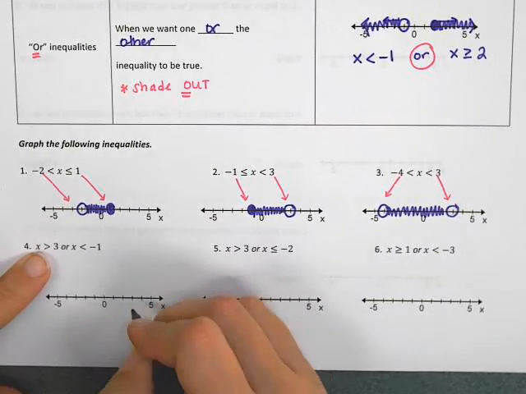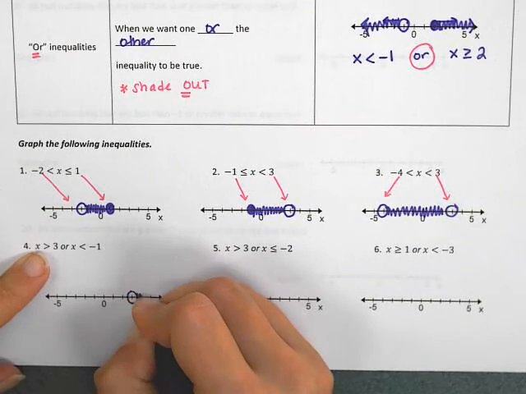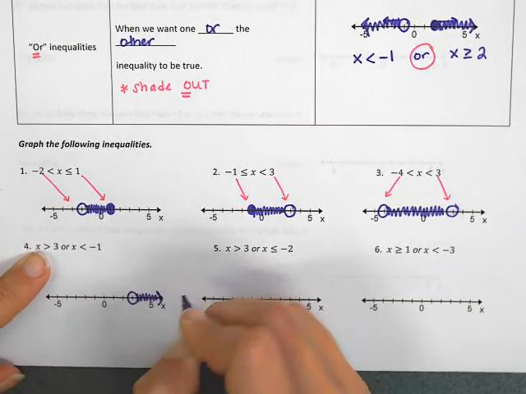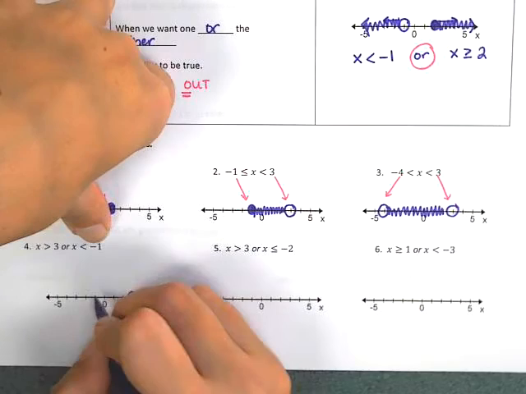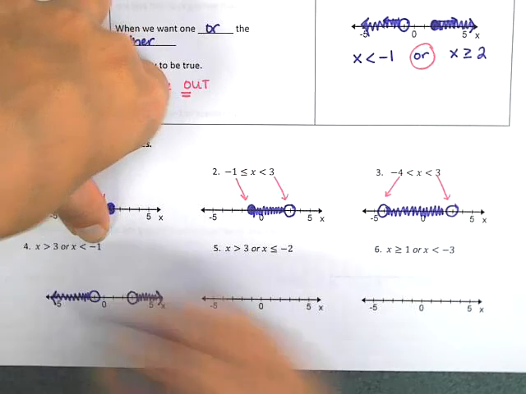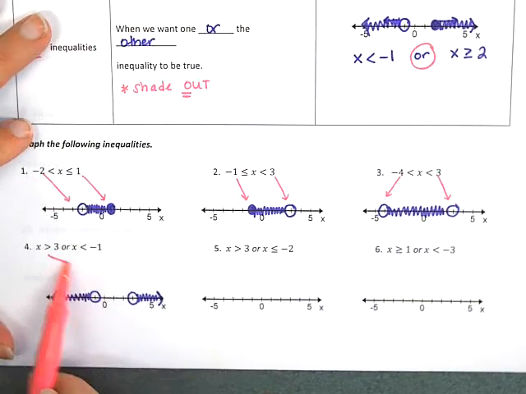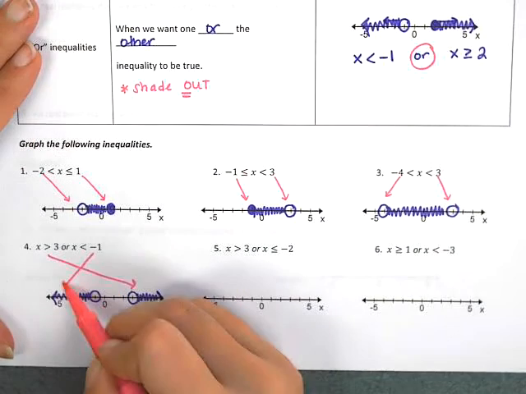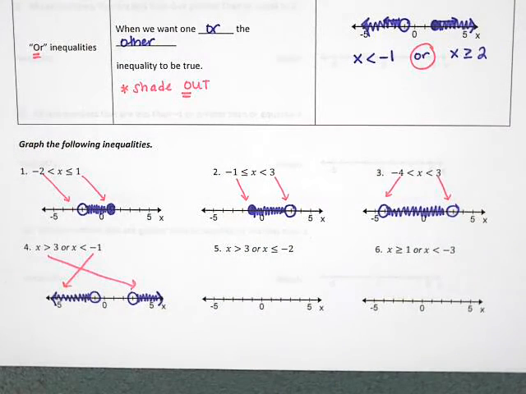X is greater than 3 means an open circle on the 3, shade to the right. X is less than -1 means an open circle on the -1, shade to the left. So this is this shaded portion and this is this shaded portion. Just 2 separate graphs, really on the same graph.